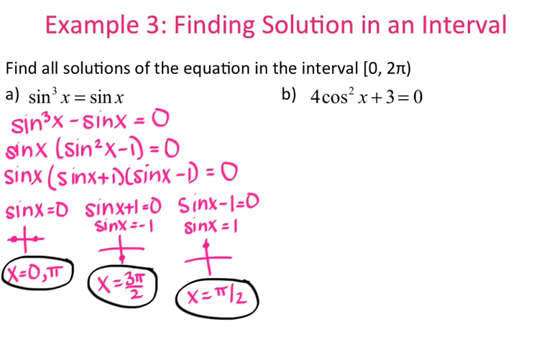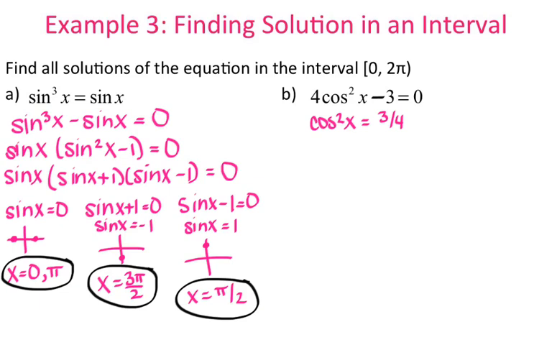Alright, one more. I'm going to subtract 3, divide by 4. Actually, this question has a typo. Shoot. Otherwise it doesn't work out. Let's change that plus 3 to a minus 3. There we go. Okay, so I'm going to add 3 divided by 4. So I have cosine squared of x equals 3/4.